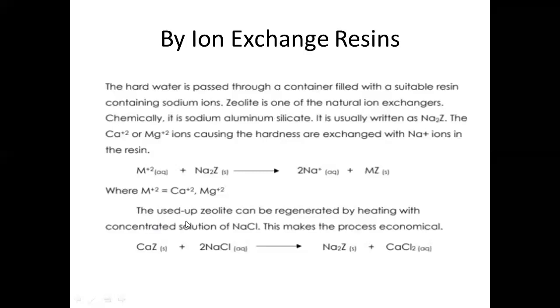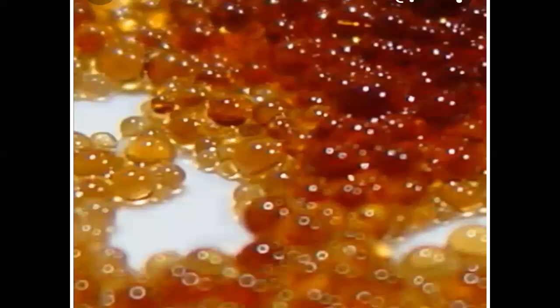The zeolite can be regenerated. If you want to regenerate zeolite for another cycle, it can be regenerated by reacting the calcium zeolite or magnesium zeolite with sodium chloride. After reaction with sodium chloride, we get back the sodium zeolite, the ion exchanger, which can remove the permanent hardness from water, and we can reuse the sodium zeolite. You can see these are the sodium zeolite.